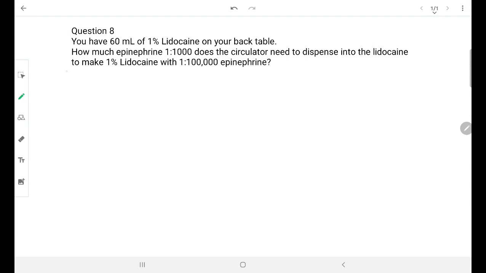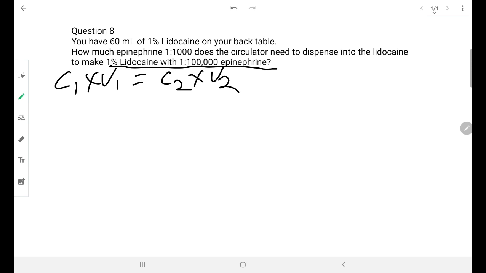All right, let's go on to a little bit different question here, and we've got C1 times V1 equals C2 times V2. Now this one's a little bit different because what we're doing is we are adding epinephrine to our lidocaine. So the lidocaine, we know that we've got 60 milliliters of 1% lidocaine on the back table. So that's going to remain 1% lidocaine. We're not going to substantially change it by adding a small amount of epinephrine to it, other than we have combined two different medications. But what we want to know is that we want to end up with 1% lidocaine that has 1 to 100,000 epinephrine concentration added in it.